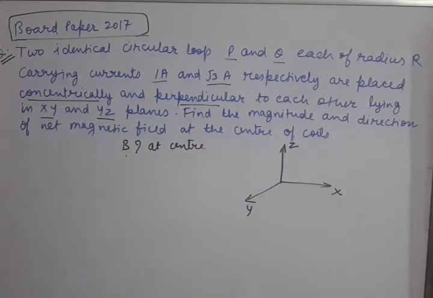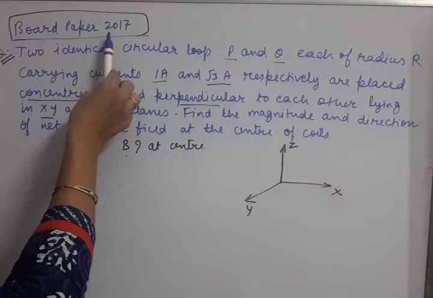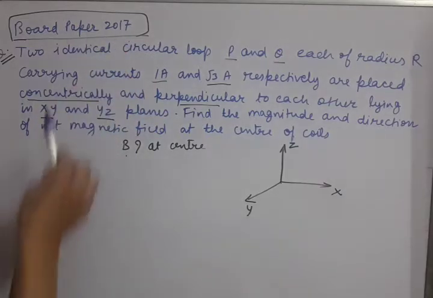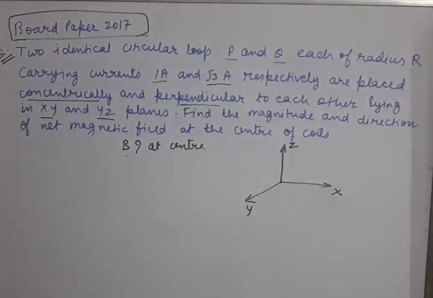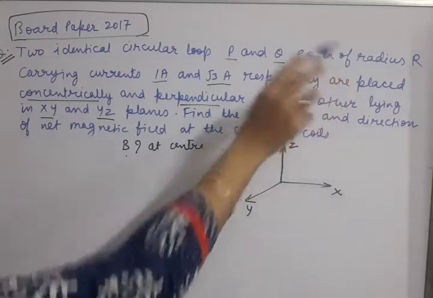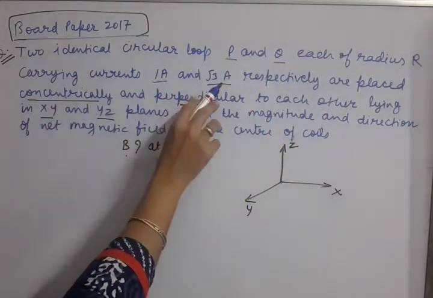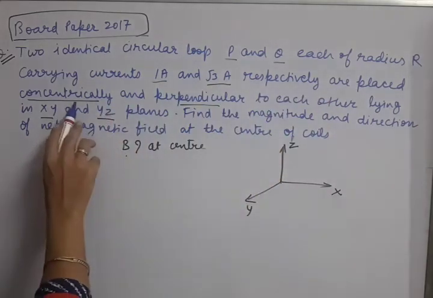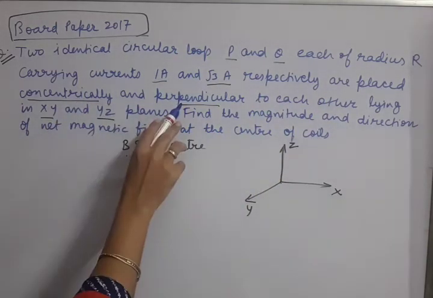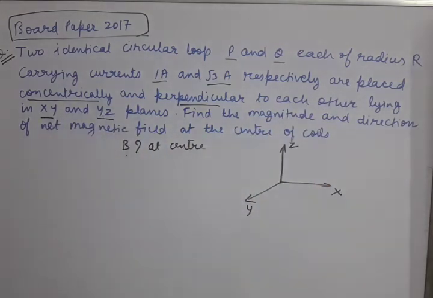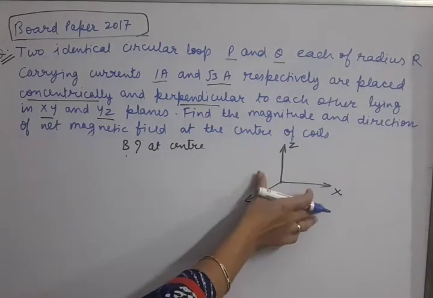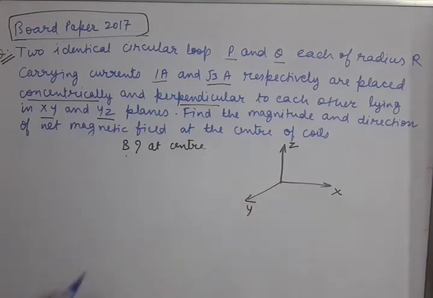Students, here we have a question from the board paper 2017. In this, we have to draw two identical circular loops P and Q. The radius of each is capital R. Currents are given and they are concentrically placed, perpendicular to each other, lying in the XY and YZ planes. So we have to draw the orientation of these coils in the XYZ coordinate axes.